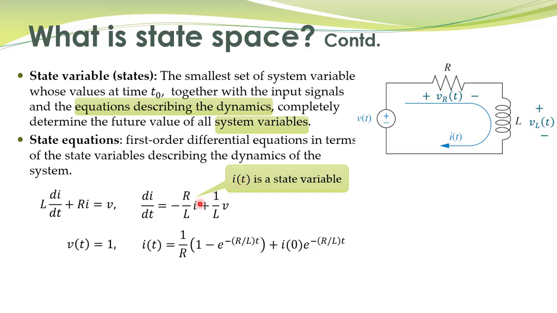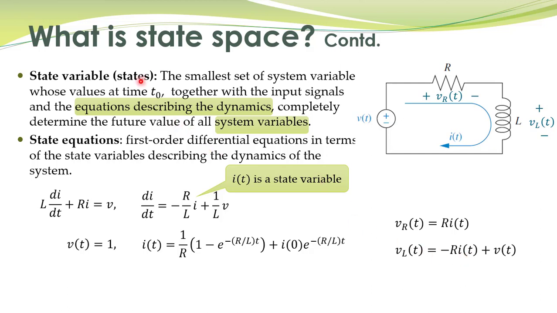So this current is a state variable. Why? Because we can write all other variables in terms of this variable. Therefore, this variable current is the state variable. How can we write other variables in terms of this variable? We see that the voltage across this resistor VR is equal to this thing, that you already know. And what is the voltage across this inductor? That is again written in terms of the same variable.